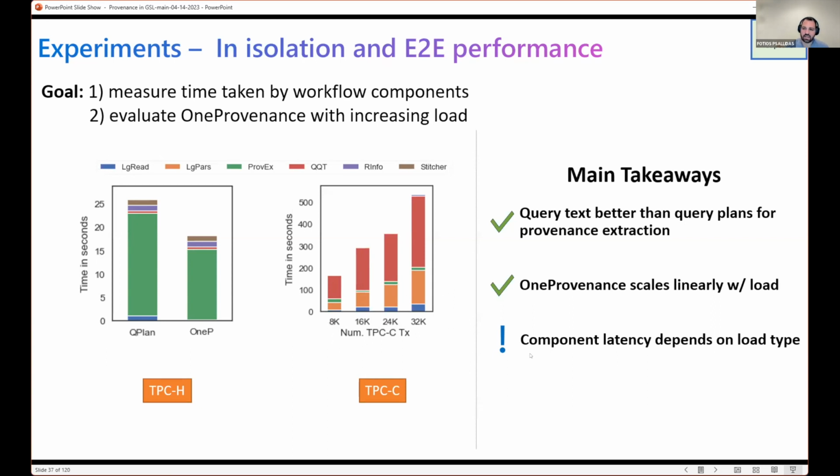And the final takeaway is that the component latency really depends on the load type. So if you have analytical workloads, most of the time is going to be going into the provenance extraction because these analytical queries are quite complex. Whereas if you have transactional workloads, most of the time is going into the construction of QQ trees because you have many small, short-lived queries, which result in many QQ trees with many nodes each.